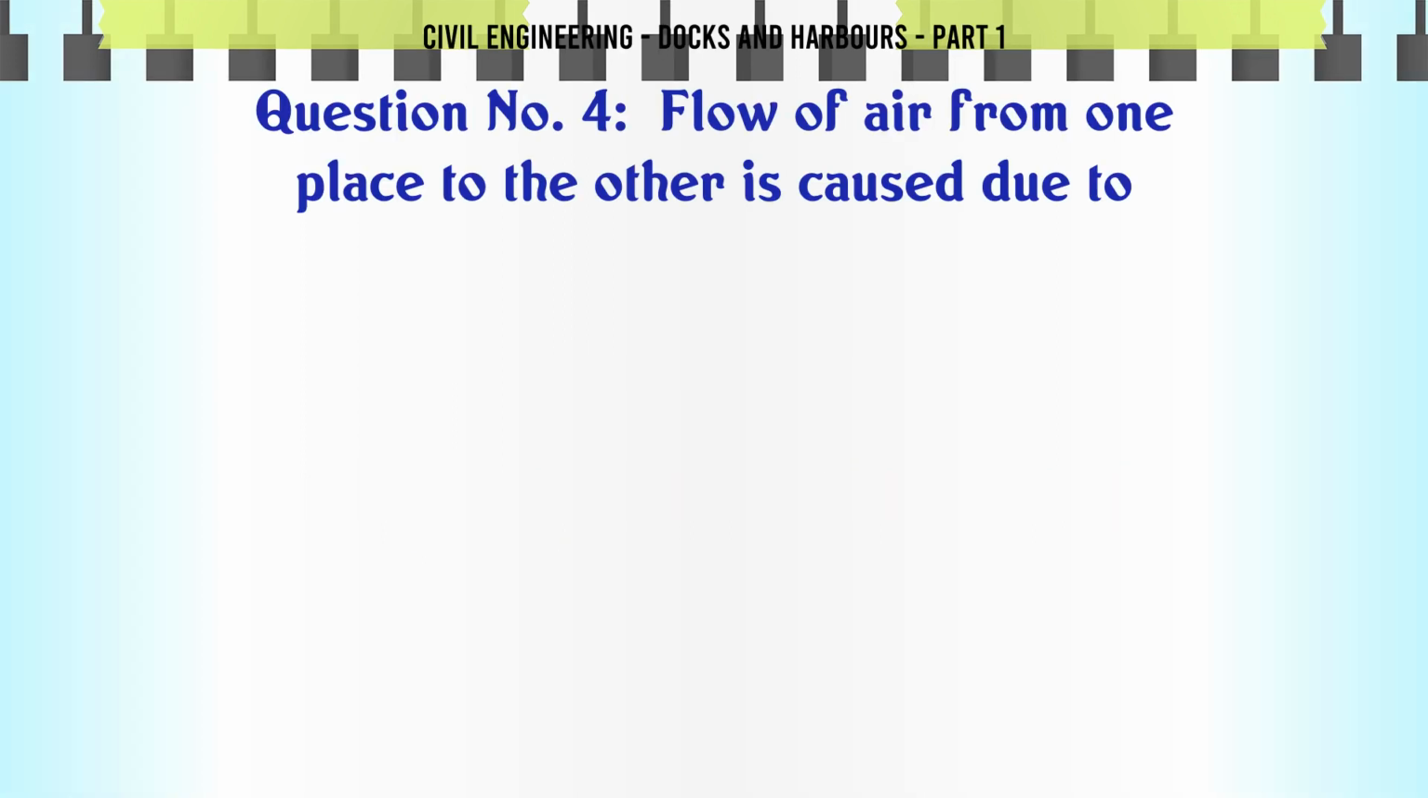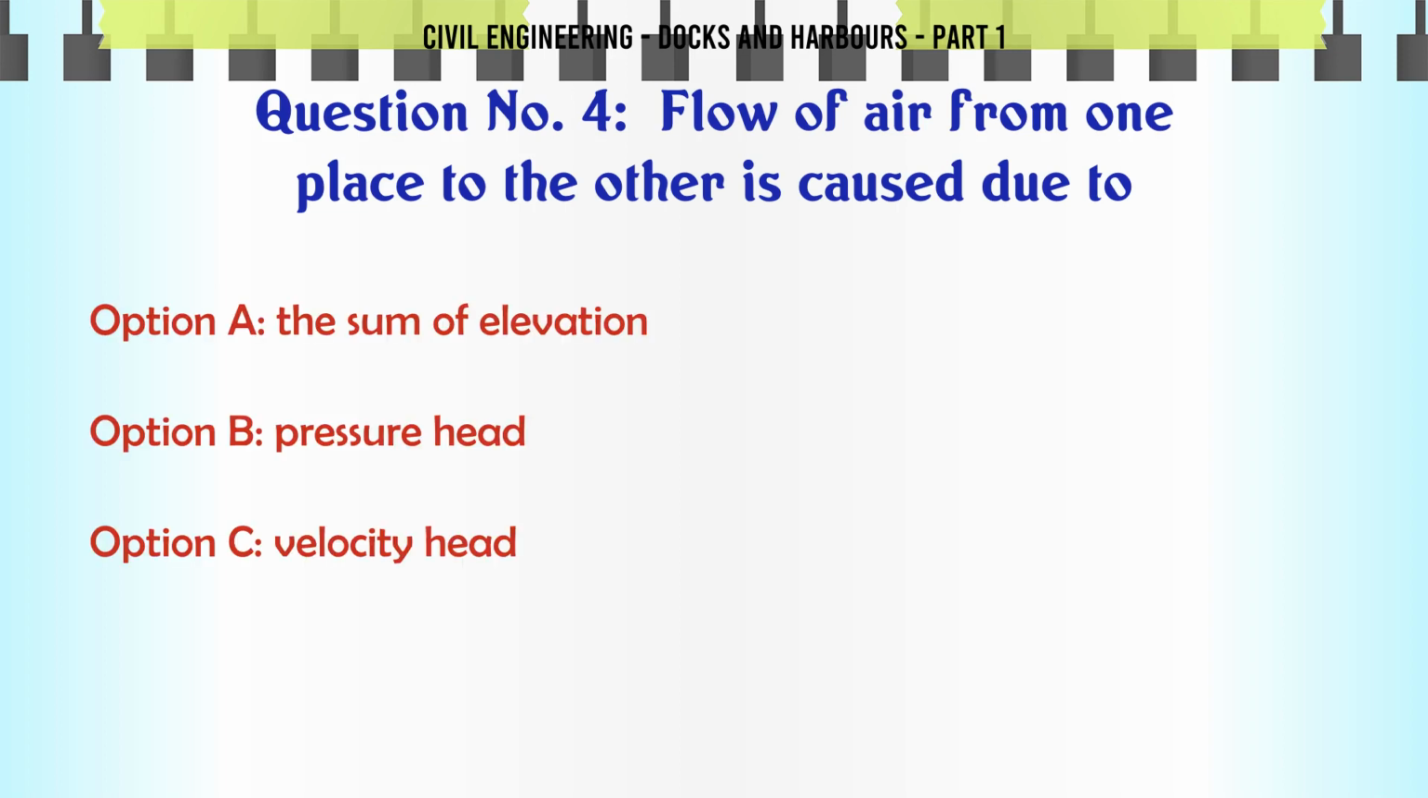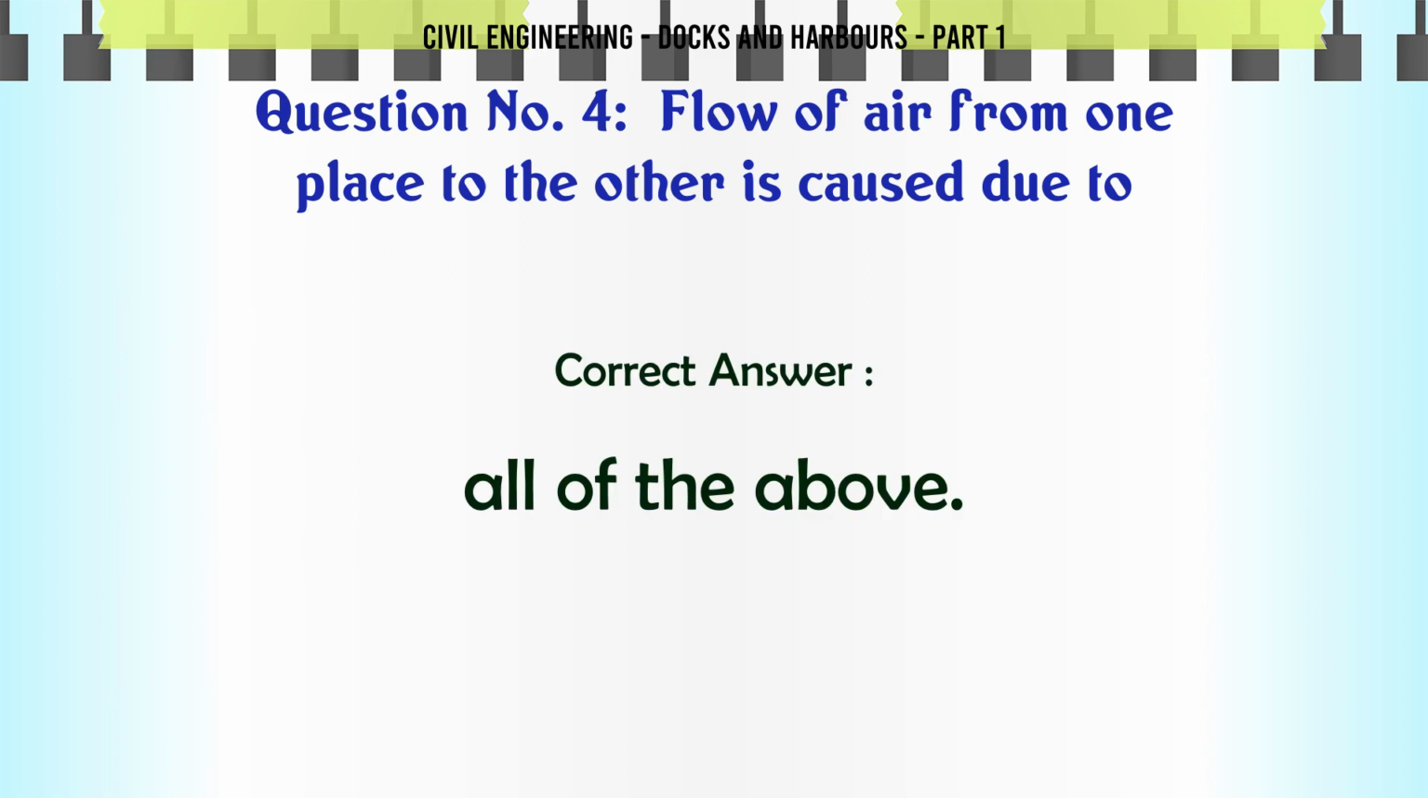Flow of air from one place to the other is caused due to: A. The sum of elevation. B. Pressure head. C. Velocity head. D. All of the above. The correct answer is all of the above.